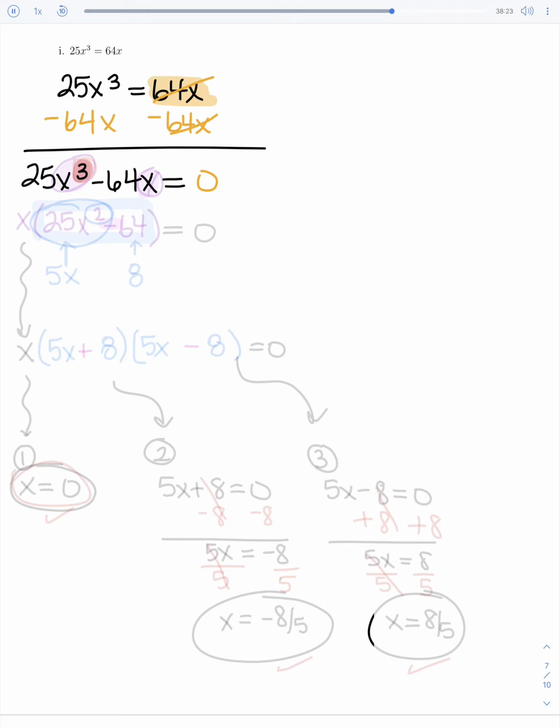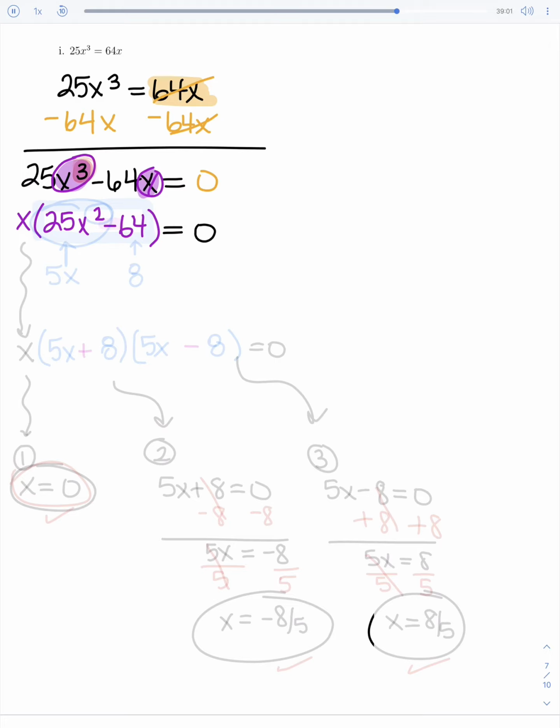I should also zoom out a little bit and notice that both of the pieces, I've got an x cubed and an x, both pieces have at least one x. So I can factor out a greatest common factor of x. So pulling out an x from the 25x cubed will leave me now with a 25x squared. Pulling out the x from the negative 64x means that x will be gone. So I'll have just the negative 64. And don't forget this was an equation, so it still needs to remain equal to 0.